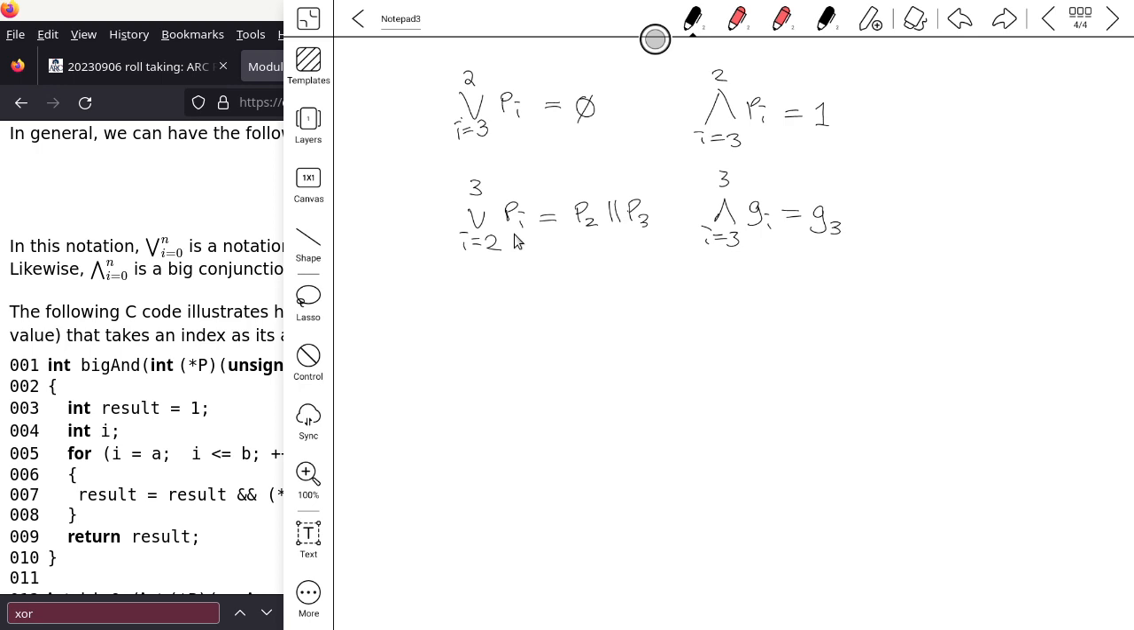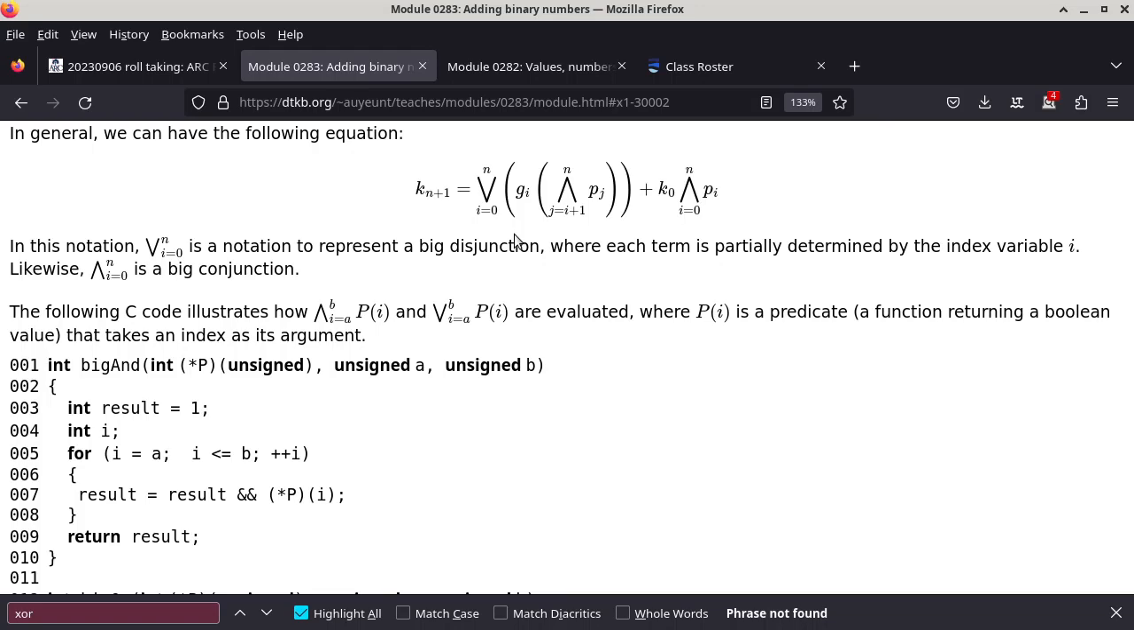Okay. Then we're going to take a look at the equation again, and this time we are going to work out what K of 3 is, because we know what K of 3 is supposed to be. So if I need to use this equation here to figure out K of 3, what does N need to be? 2. Very good. So N needs to be 2.